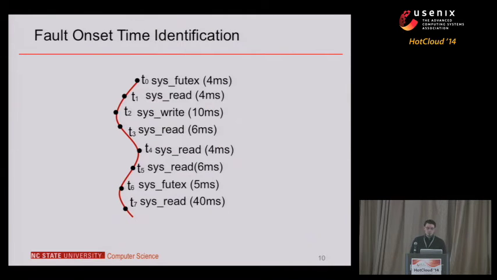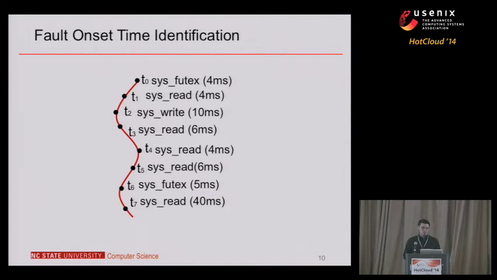So here's a simple example to illustrate how we do our fault onset time identification. What we can see here is an execution unit that has some system calls that are executing, and these system calls have some execution time.